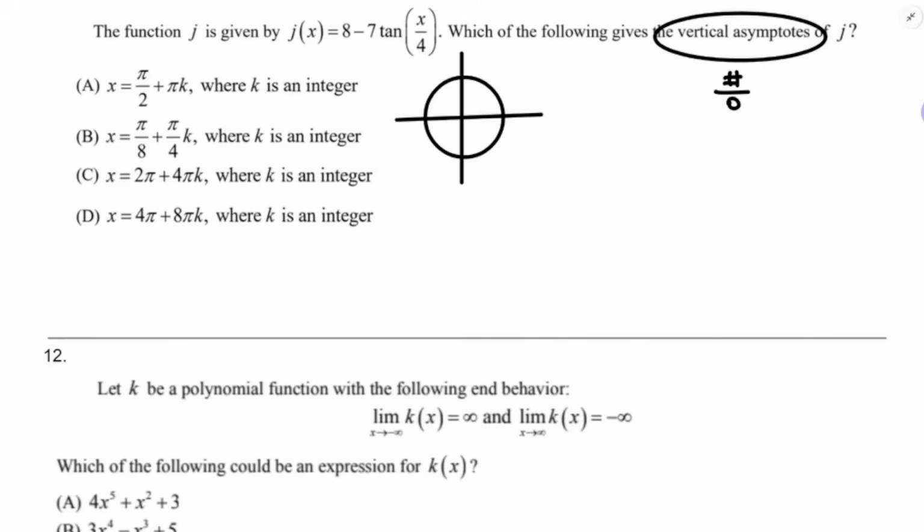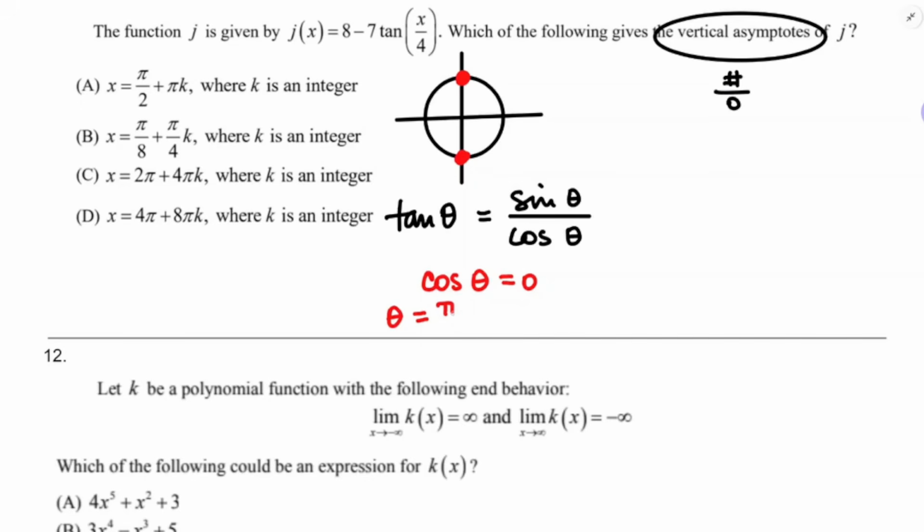Okay, and since tangent theta equals sine theta divided by cosine theta, it would be wherever cosine is equal to 0. So I'm thinking, where is cosine of theta equal to 0? Okay, well, that's where there's no horizontal displacement from the y-axis. That would be at pi over 2, and also at 3 pi over 2. Okay, but that's not what we've got.